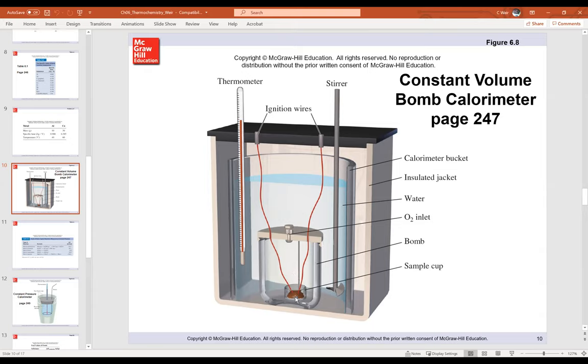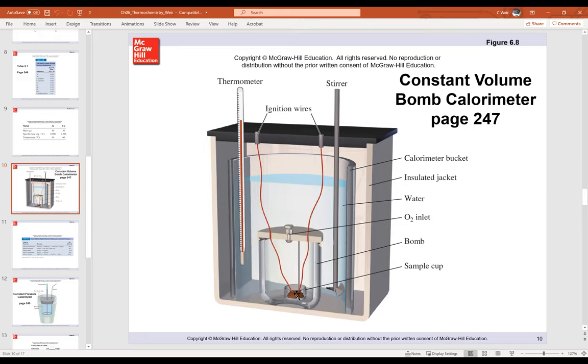And now that sample could be some sort of a powder. It's usually something that's powdery. It's hard to set a solid on fire, but you could put like a potato chip in there. But usually it's probably like some small sample. And then in the sample, they have two wires that are coming into here because those are going to be ignition wires. Those wires are basically going to create a spark that will set the sample on fire.